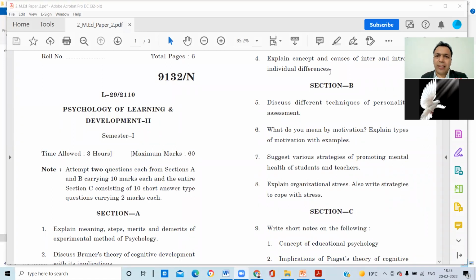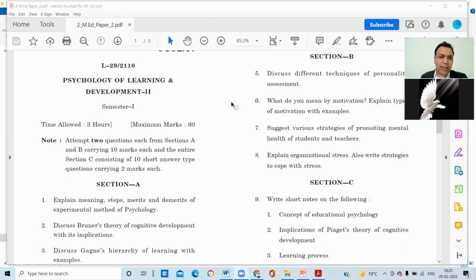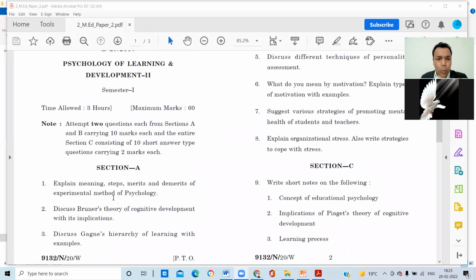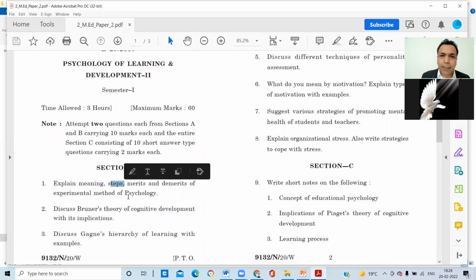It means you cannot write in detail about inter and intra individual differences. But when you choose question number one and look at it, you can write a lot of things. You can write the meaning of experimental method of psychology, then the steps, then the merits and demerits of the experimental method, right guys? And at the end you have to write 4 or 5 lines about the conclusion.